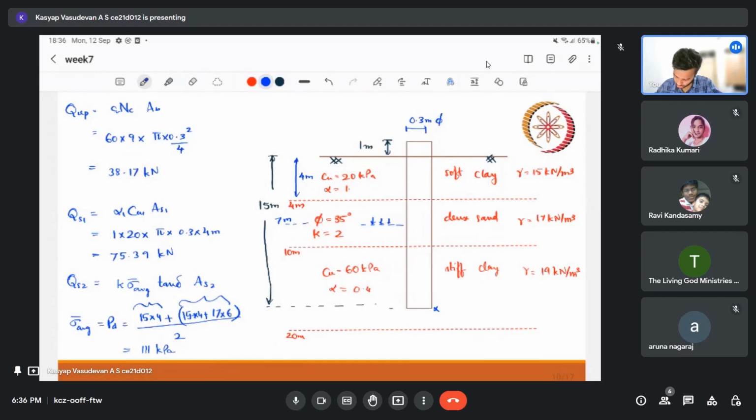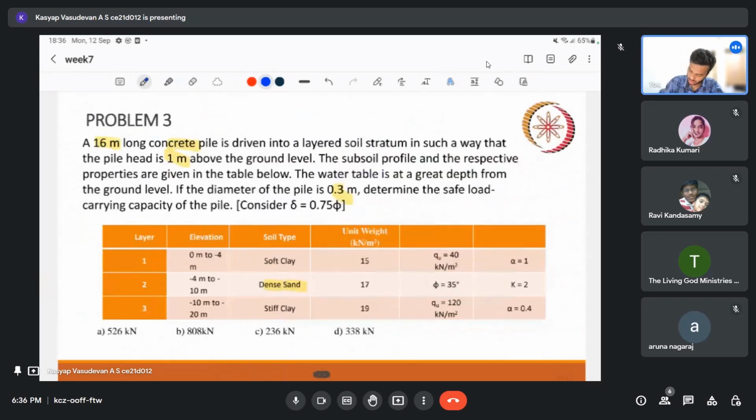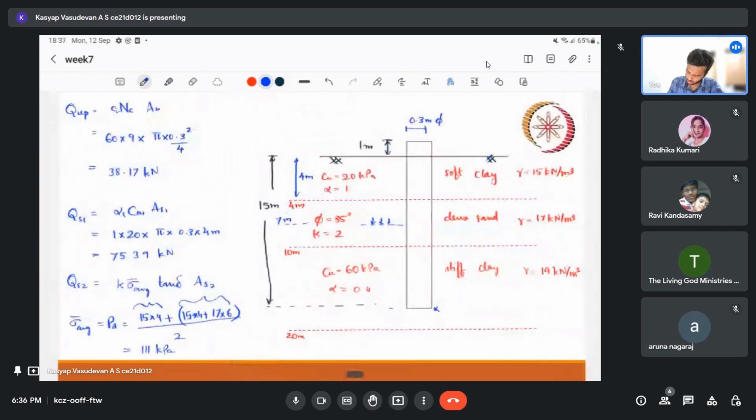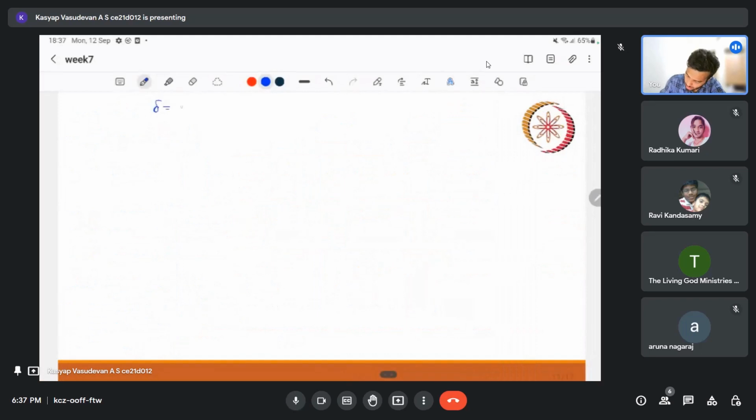The K value we have, the delta value we need, right? So what to do for delta? In the question it is said that we can assume it as 0.75 phi, that is 0.75 into 35, which is 26.25 degrees. So now we have everything.